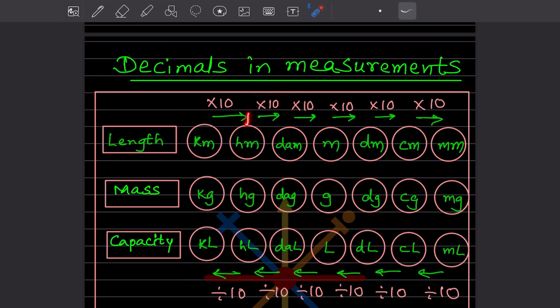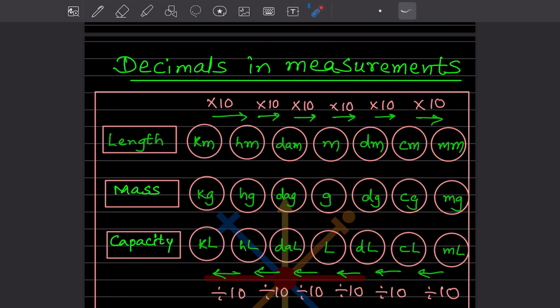If you want from hectometer to meter, 2. Again here, from here to here, there will be 3. From here to here, there is going to be 4. Here to here, 5 tens. And so on, it can be anything. Now suppose from decameter to meter, that is only 1. If you want from centimeter to millimeter, that is only 1. That is 1 centimeter is 10 millimeter. So this was something for the length.